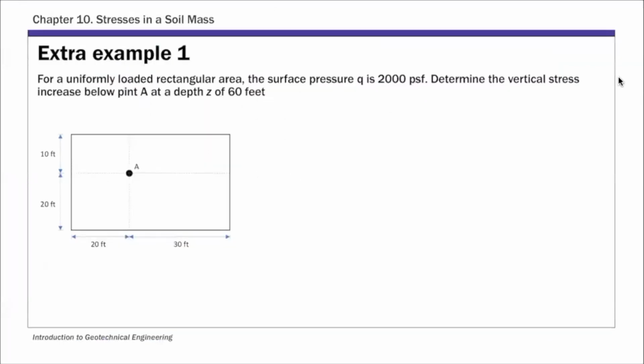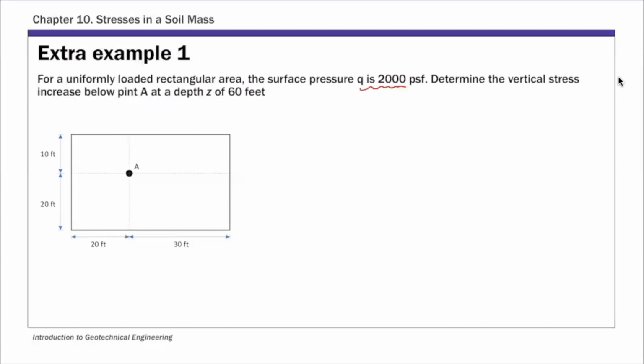This example is a uniformly loaded rectangular area with a given surface pressure of 2,000 pounds per square foot. So Q is 2,000. And we are asked to determine the vertical stress increase below point A. The location of point A is given. It's within this rectangular loaded area at a depth Z of 60 feet.